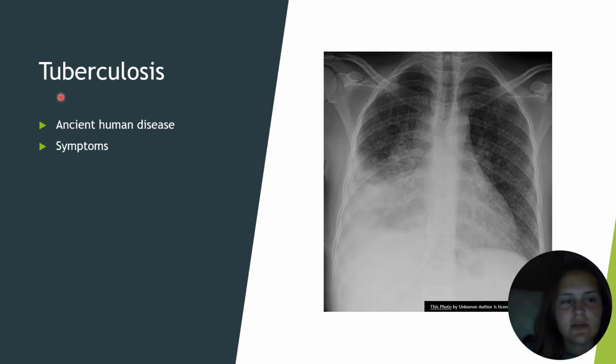So the next one is tuberculosis. This is an ancient human disease, and usually only 5 to 10% of people get clinical symptoms if they have this condition. If this gets out of hand, some bacteria can escape the lungs and enter into the lymphatic system or the blood system.